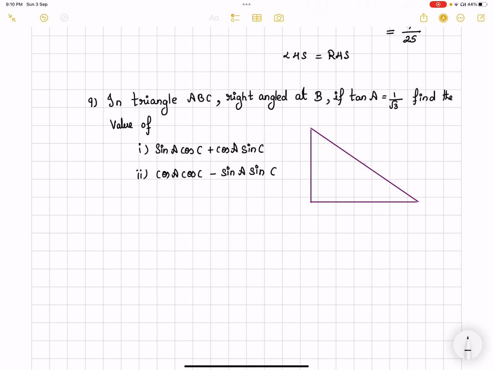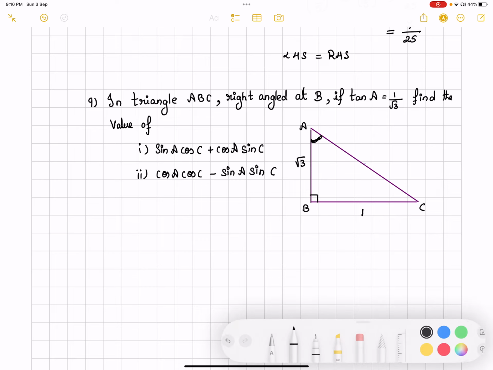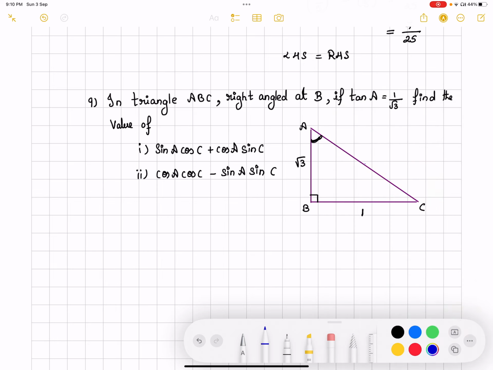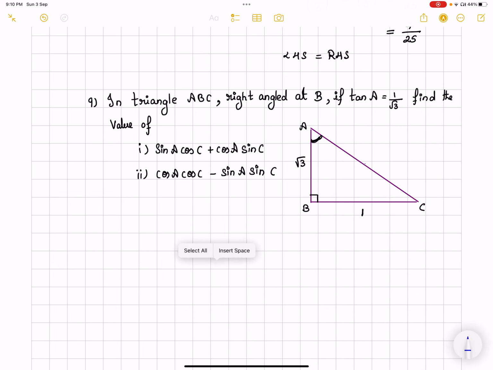In triangle ABC, right angled at B. So let me just name this triangle. Triangle ABC, right angled at B. If tan A is equal to 1 by root 3. So I have A. Tan means opposite side is 1 divided by adjacent side, which is root 3. This is the given information. Find the value of, they are asking me about sine and all. So in that case, I need to find out my hypotenuse. How to find out my hypotenuse? The same procedure, that is Pythagoras theorem.